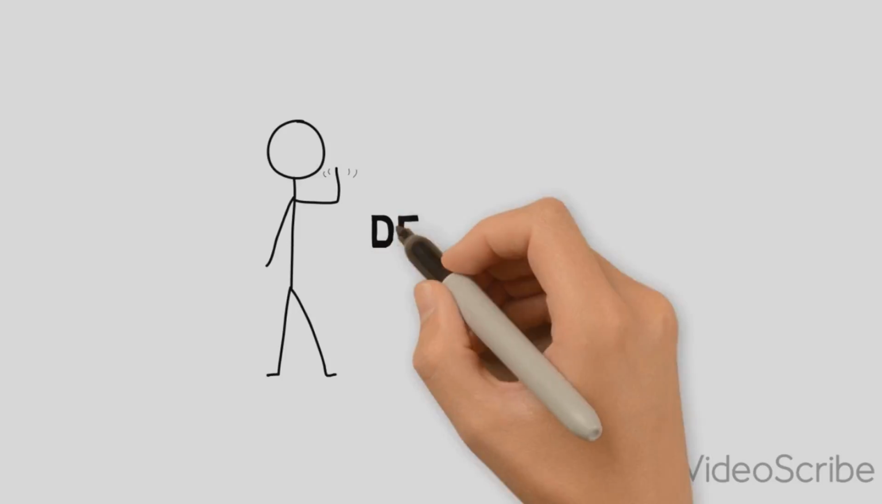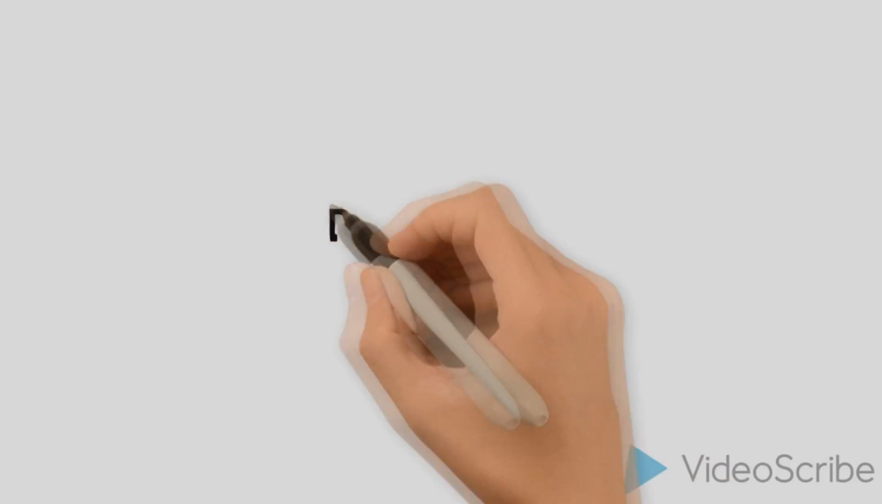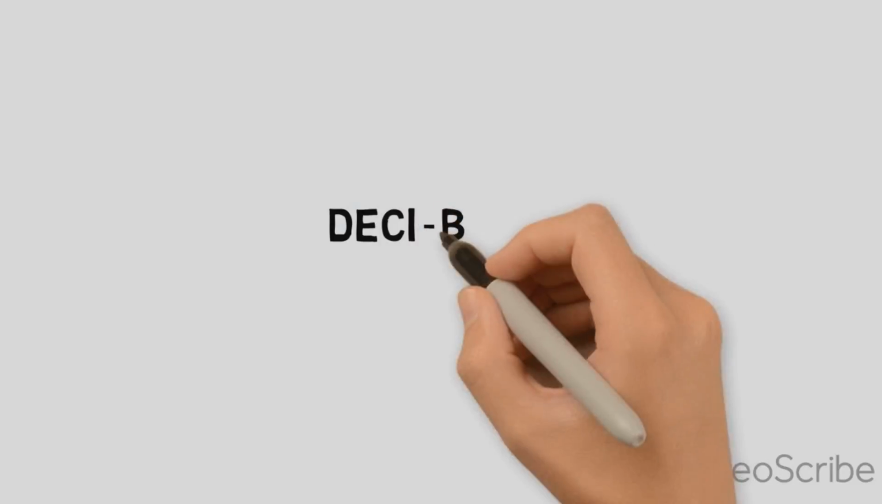I'm from Electrical Power Department, and today I will talk about the unit decibel, or dB in short. Decibel is a unit made of two parts, the first part being deci and the second part being bel. Deci is 1/10 or 10 to the minus 1.